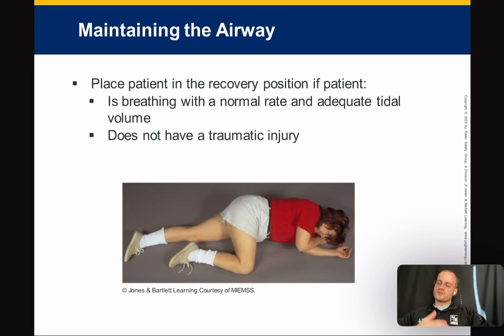And the reason we roll them on their sides is if they vomit, they're not lying flat on their back, where it goes right into their face.